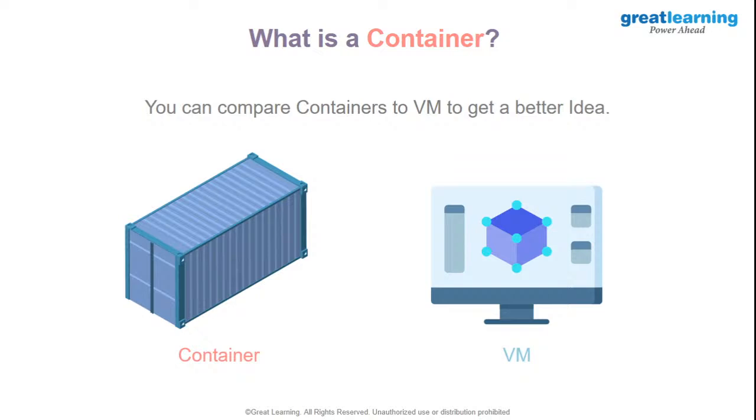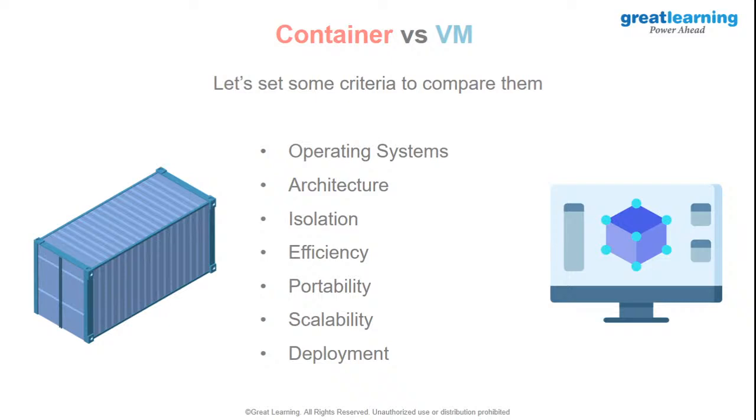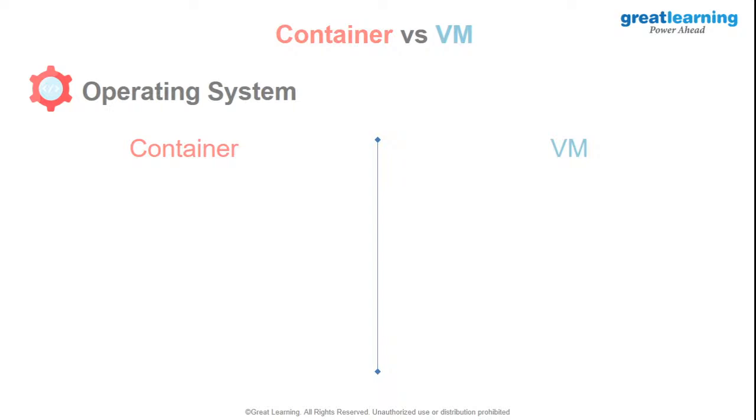They're basically emulating an environment, a self-contained environment. So let's compare these two. If we look at a container versus a VM, we'll set some criteria. These are the criteria, so let's start comparing them. In a container and in a virtual machine, you install operating systems and you make them run. So what's the difference when you do it with a container versus a VM?